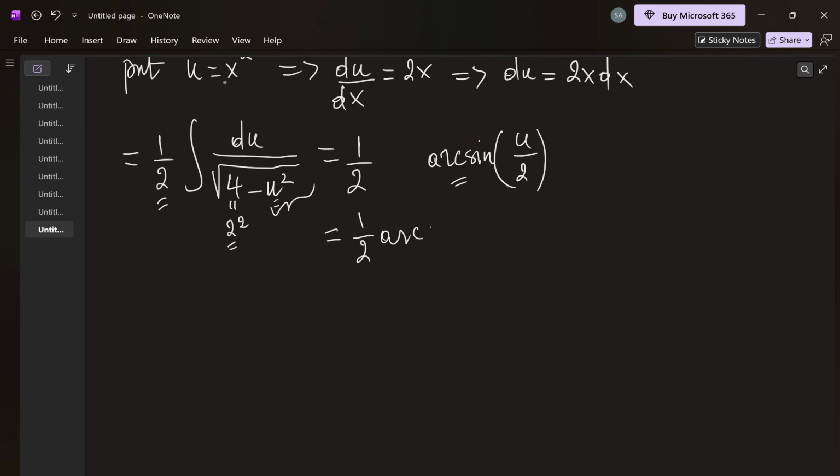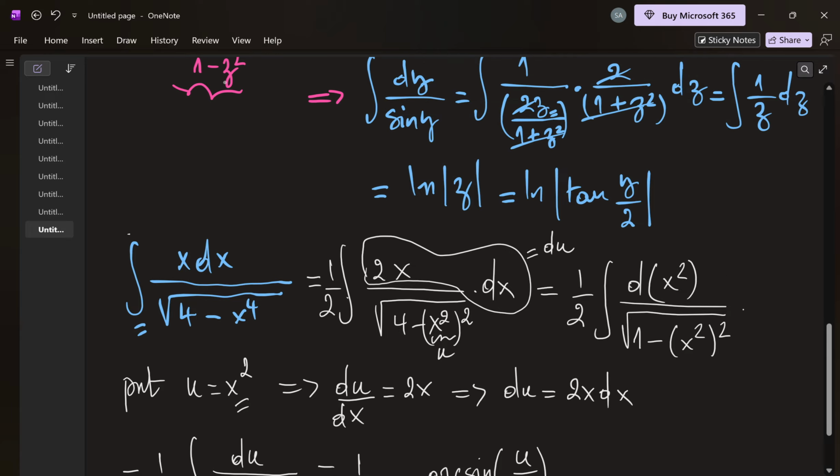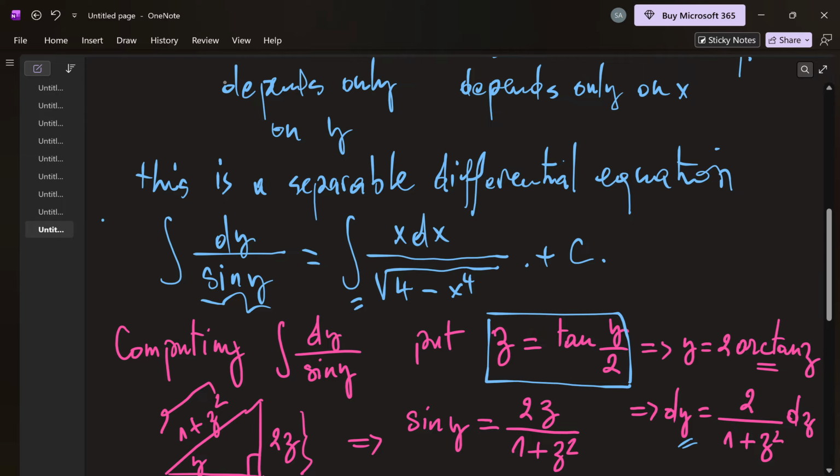So this is arc sine, and what is u? U we took here is x to the power 2. So this is x to the power 2 over 2. Now we return back to our equation. So this is the equation. I will copy it.